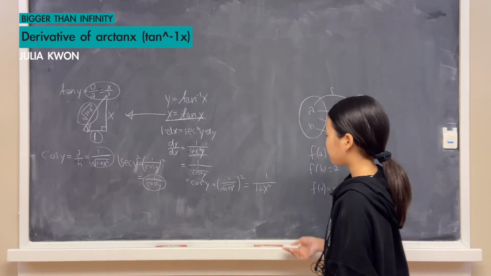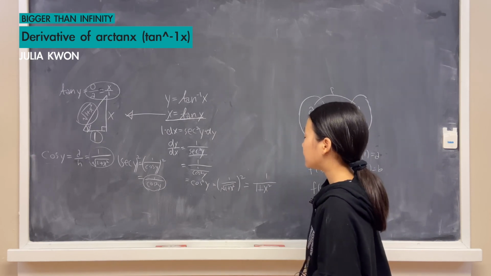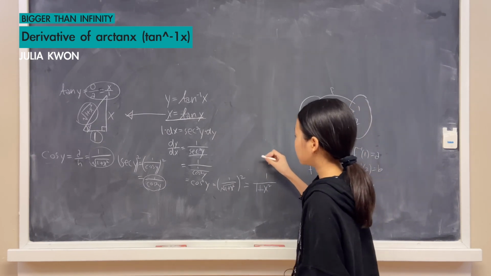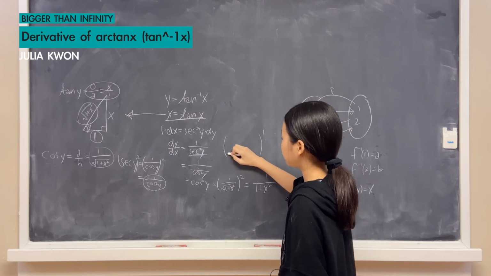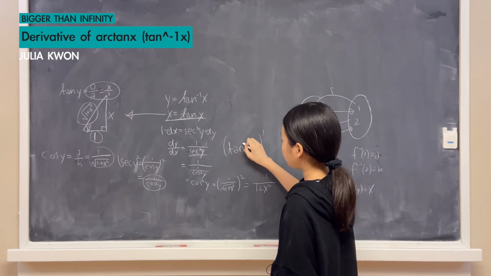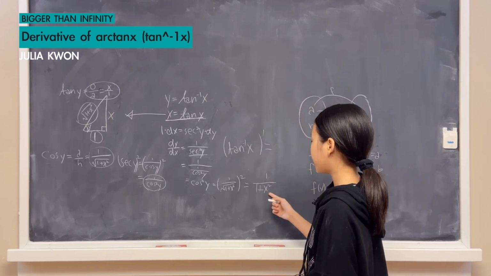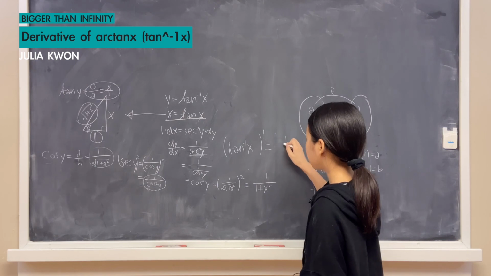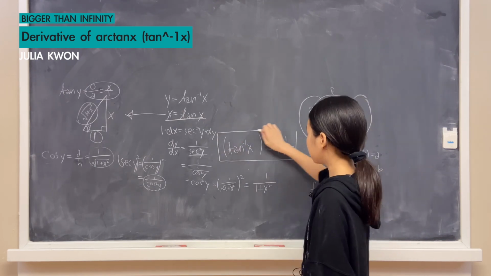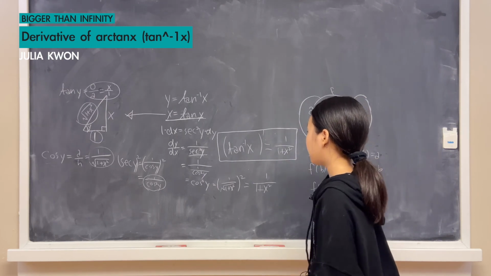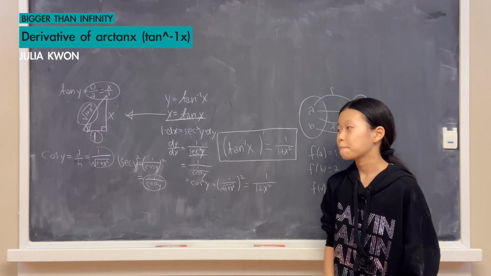So now we found the answer to the derivative of the inverse of the tangent x. So the derivative of the inverse of the tangent x is equal to 1 over 1 plus x squared. So now I found the derivative for the tangent x.